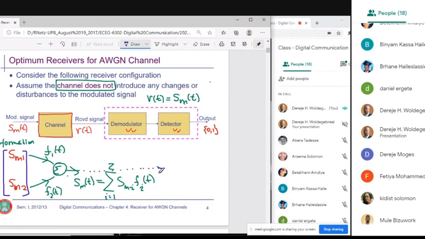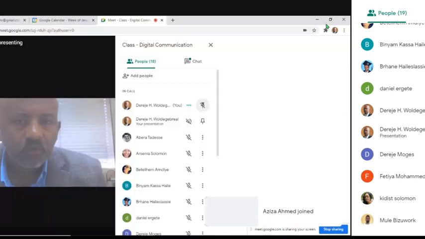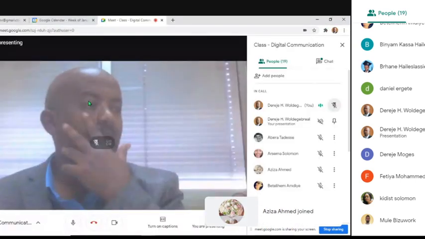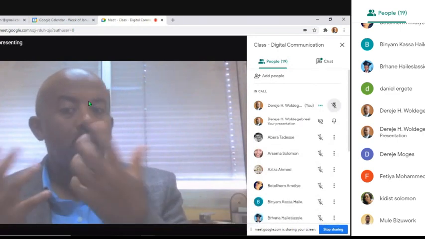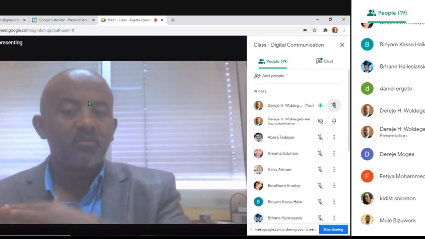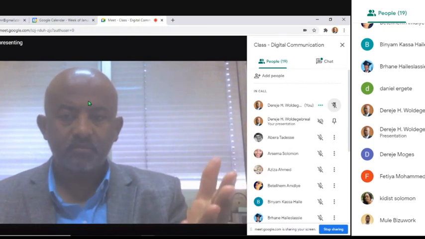So what do we do on the receiver side? On the receiver side, we have the received waveform R of t, which is the same as SM of t. Now, from the transmitter side, one of our requirements would be to map the bit sequences into a waveform.